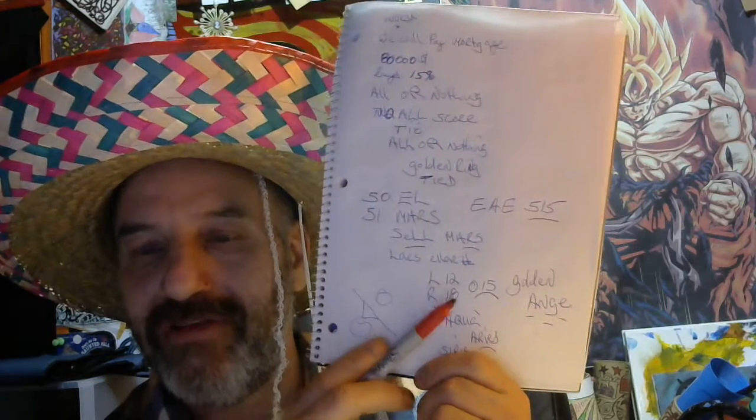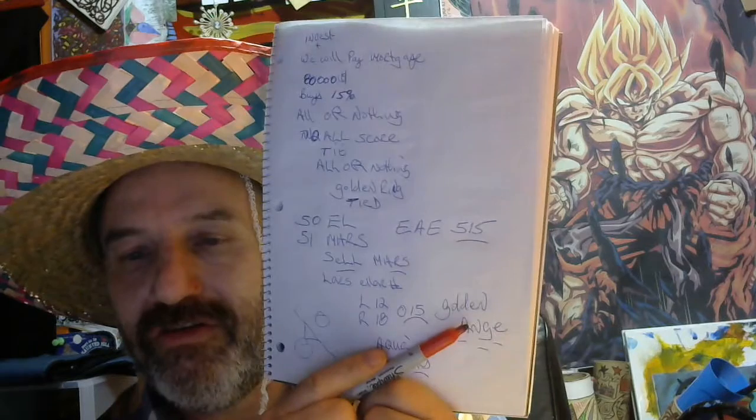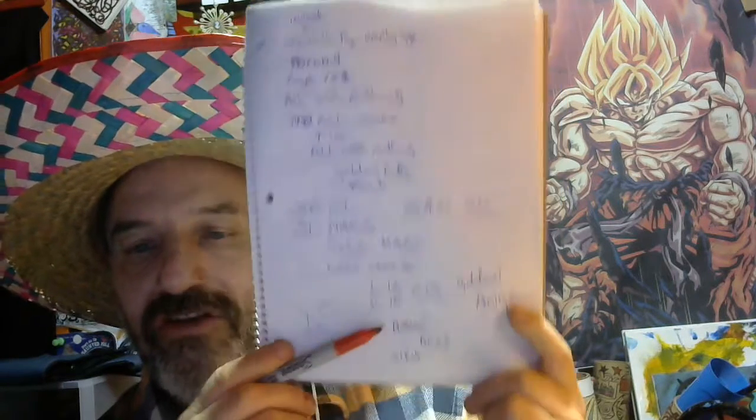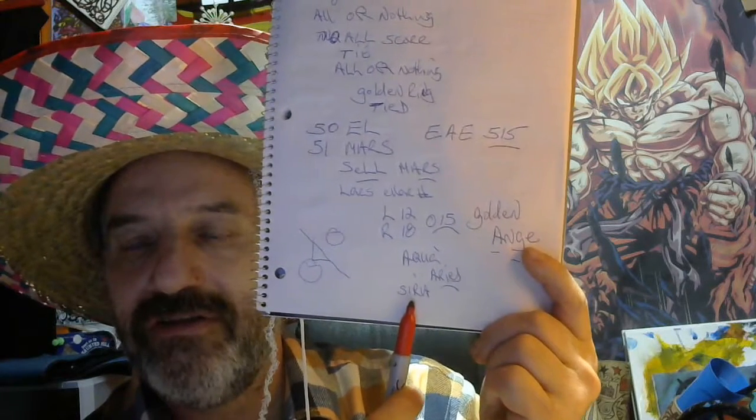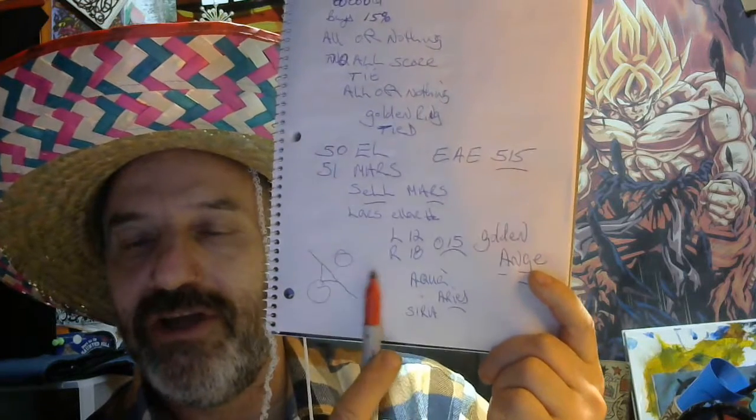So now we have left and right. We have the Golden Age. The Golden Age. The age of Aquarius. Syria. So are we running the Golden Age behind time right now, between the left and the right?